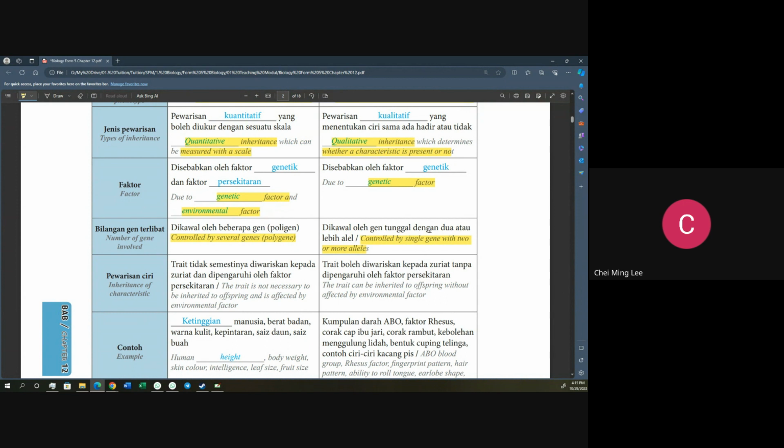For the inheritance of characteristics, the continuous variation trait is not necessarily inherited by offspring and is affected by environmental factor. It means that it's not necessarily inherited, it can be affected by the environmental factor. The discontinuous trait is different. It can be inherited without being affected by the environmental factor.